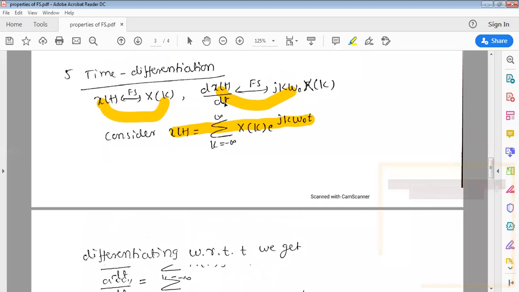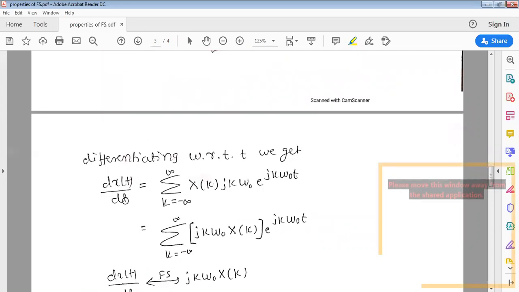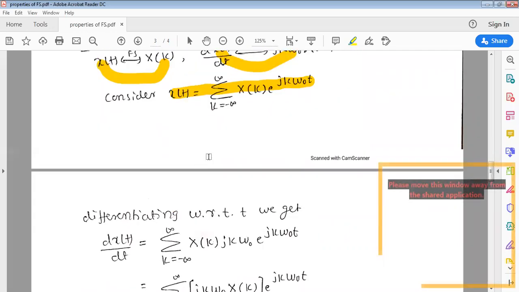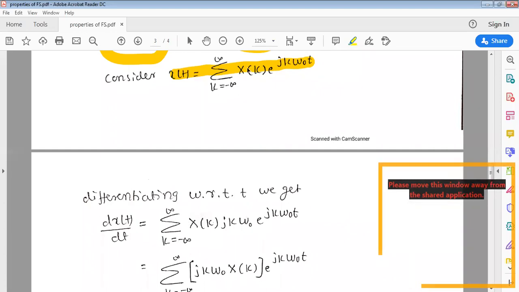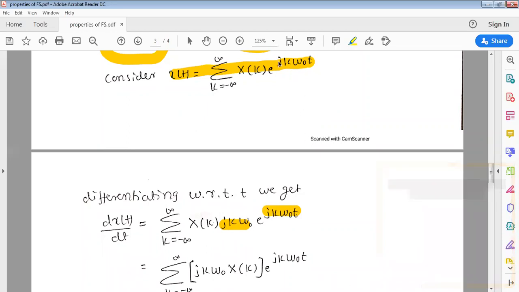Now, as the proof says, take the derivative with respect to t. Therefore, I take up the differentiation. So what is the derivative with respect to t? This summation will remain unchanged. X of k will remain unchanged. The derivative of x of t is nothing but the derivative of e power x. What is the derivative of e power x? E power x into the derivative of x. So jk into omega naught. So jk omega naught into e power jk omega naught t. Differentiation is with respect to t. Therefore, jk omega naught becomes a constant, so I have taken it out like this.